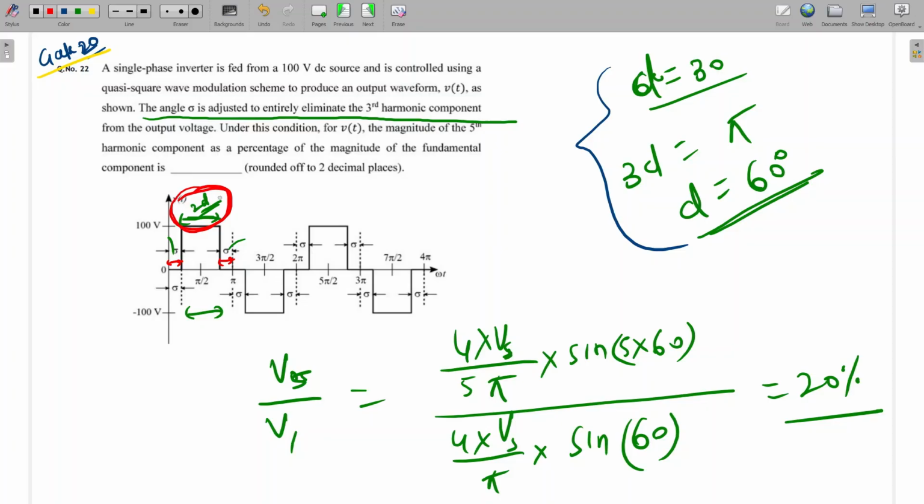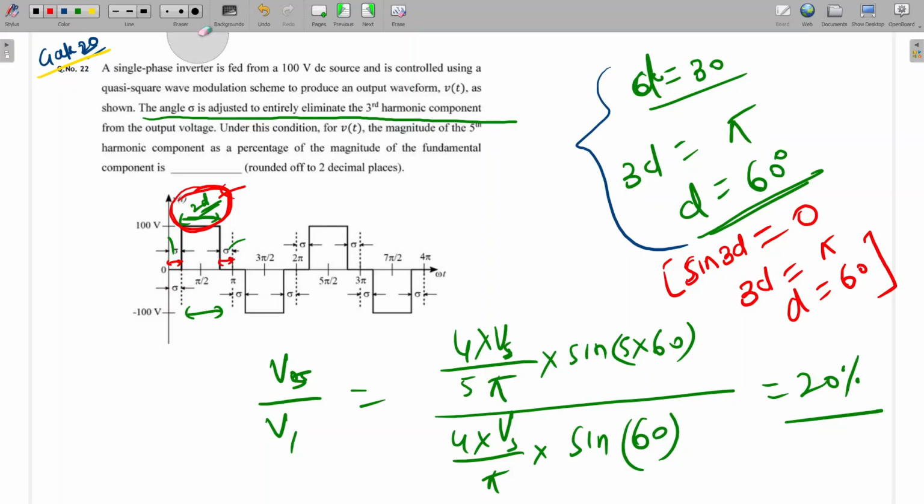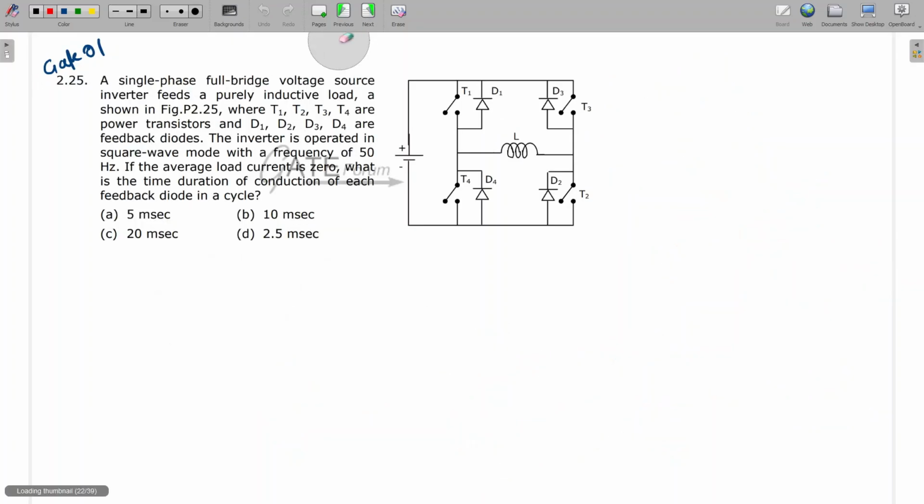I know the equation in terms of D. So for third harmonic elimination, sin 3D should be equal to 0, and 3D should be equal to pi, so D is equal to 60 degrees. Is it clear? We can write this Fourier series in terms of sigma also, but since I know it in terms of D, I am using that only. Moving to the next question.